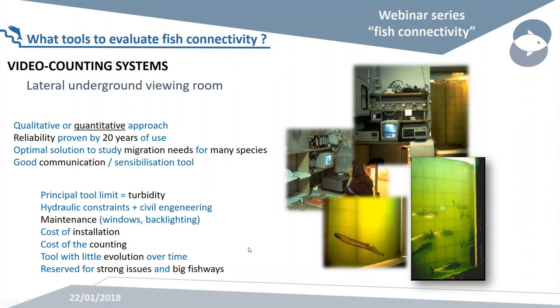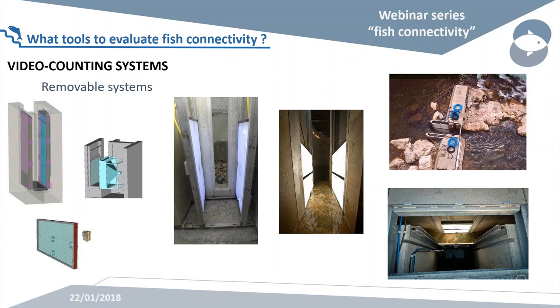But we also have a new kind of system. That's what I call a removable system. This is smaller and easier to adapt to existing fishways. In this panel, you have lights and camera directly, and you can install it in different places of the fishway, as you can see in these different pictures. So you can see it at the exit of the fish pass, for example, or just above a slot on a pool pass. So it's quite interesting, and it opens new possibilities for video counting systems.